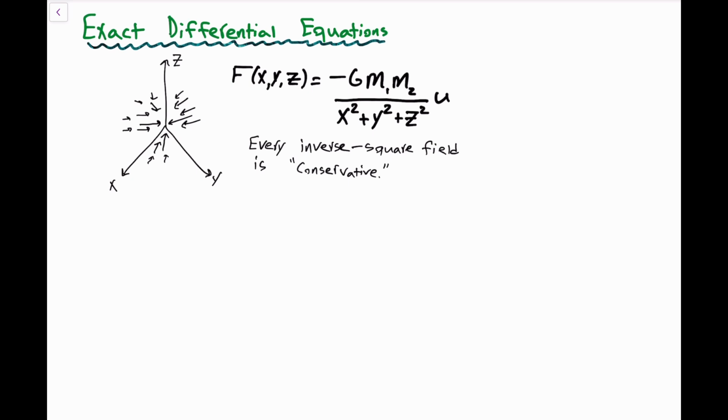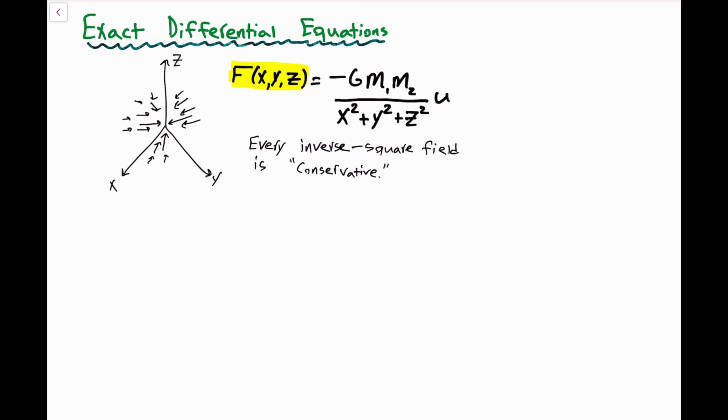fields, and in fact every inverse square field is conservative. And so Newton's law of gravitation, which is an inverse square field, in fact is a conservative vector field. Likewise, Coulomb's law, dealing with electricity, is a conservative vector field. In general, think about the law of conservation of energy. That's going to have to produce something that is conservative.